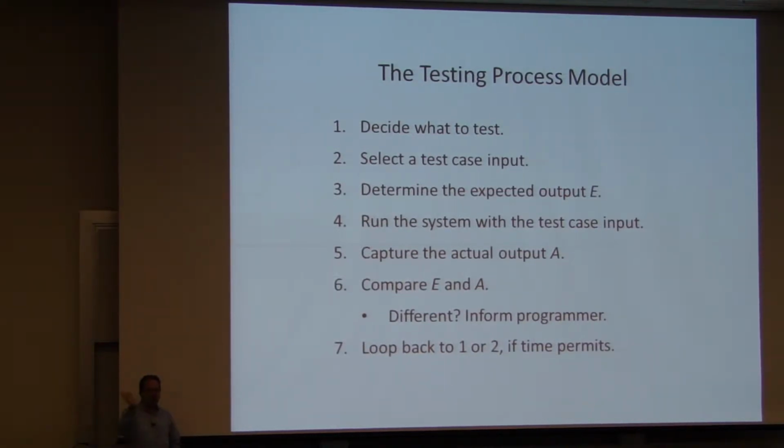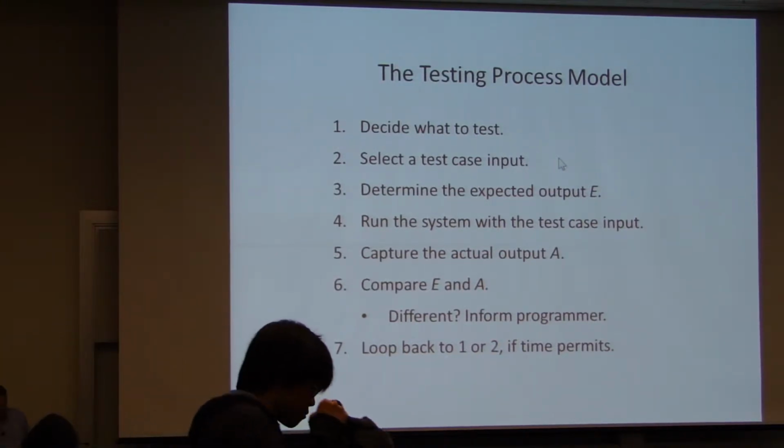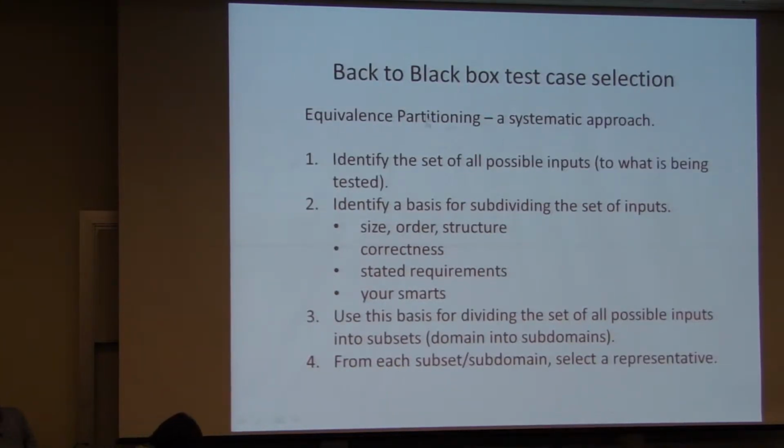But make sure you don't go off on a different tangent and say, well, what I'm really interested in is whether you can put in an invalid school or something like that. That's not what we're interested in. Okay. So once you've decided this, which pretty much is decided for you, go on to select a test case input. How do you do that? You use equivalence partitioning. It's a systematic approach.